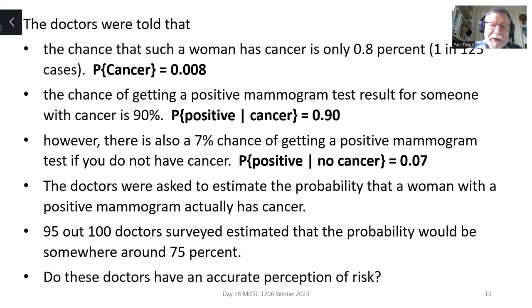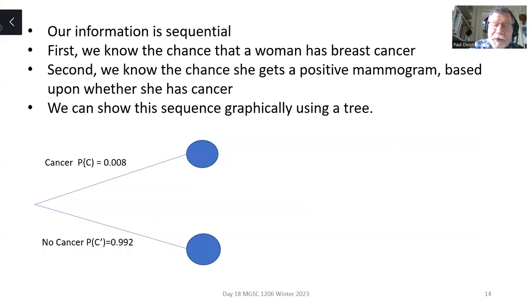So the doctors were asked, what do you think the chance is that this woman, who has a positive mammogram, has cancer? They were given several choices, and almost all of them picked 75%, because this test works almost all the time and makes very few mistakes. Do you think that's an accurate assessment? So we can look at this.